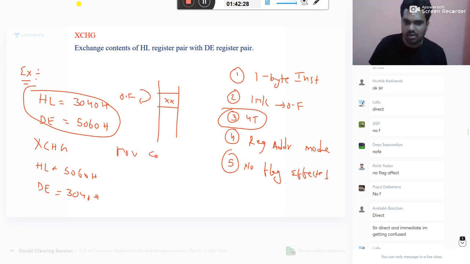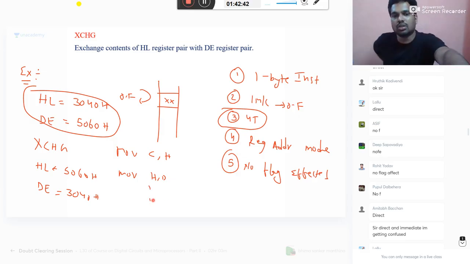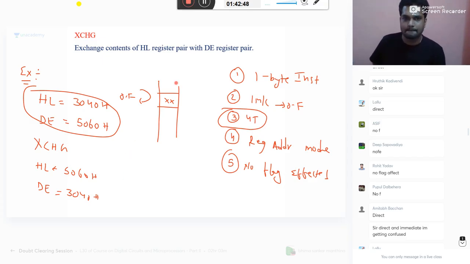You should take some temporary register, C comma H, then move. C is copied here. Then H comma D, then D will come to H. Like that, you should write a big program. It requires more time. So the manufacturer has given us one direct instruction with less time, because you can save opcode fetches in every case.